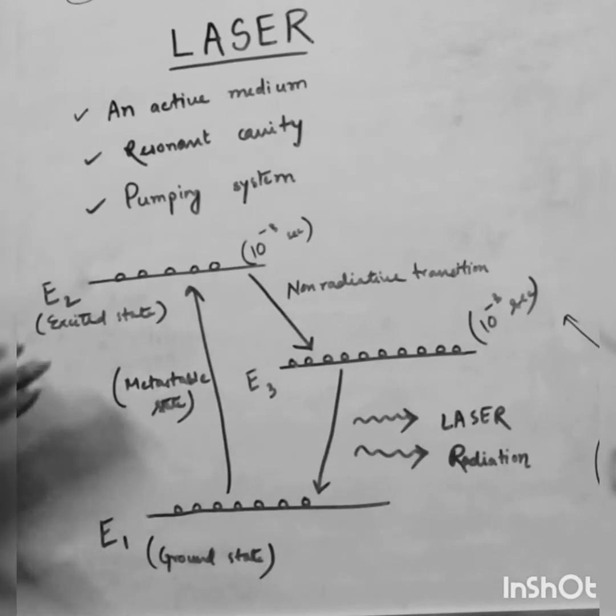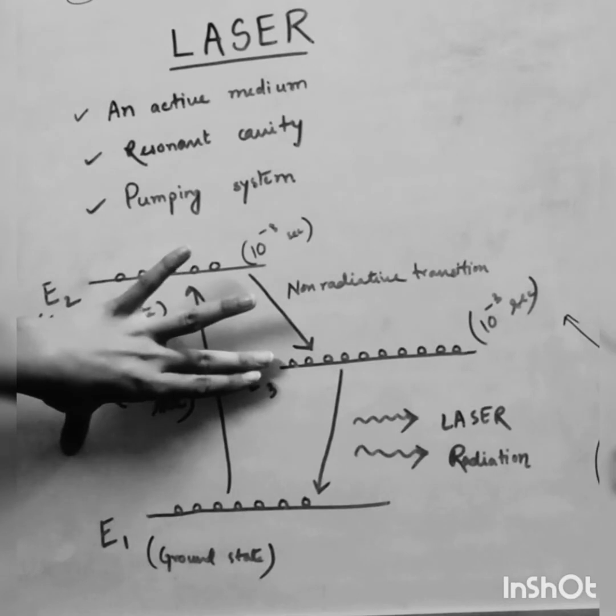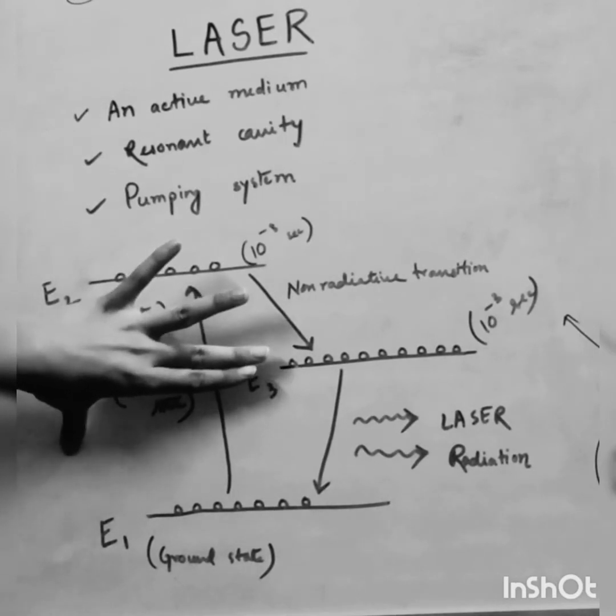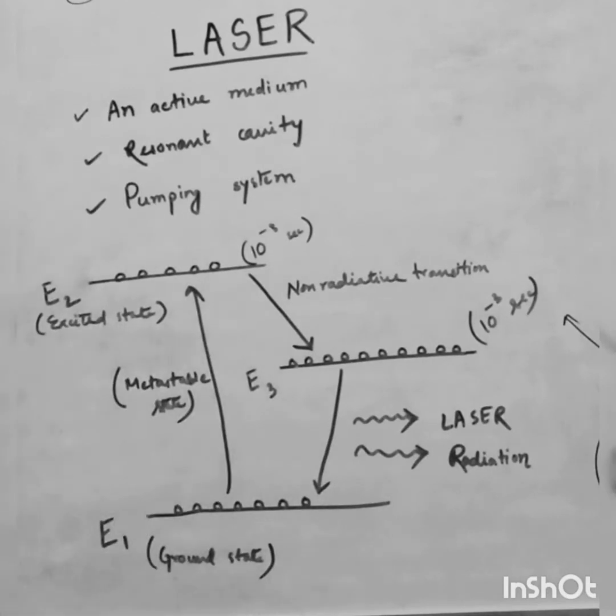Now if an atom makes a transition from E2 to E1 by the process of spontaneous emission, emitting a photon, that photon will again interact with the atoms of level 3, that is the atoms of E3, the metastable state, and it will force them to come down so that another photon is released in the same phase.